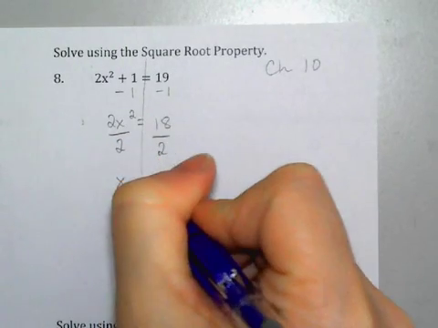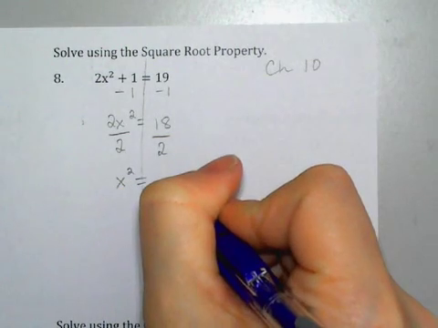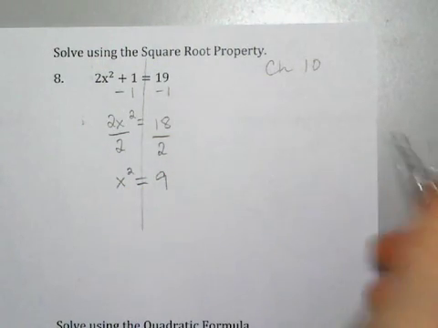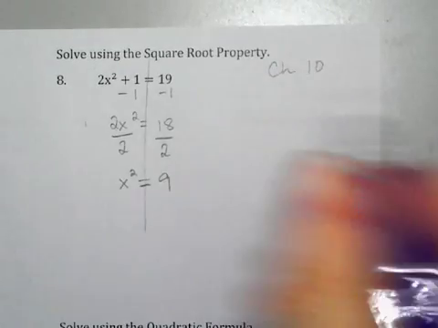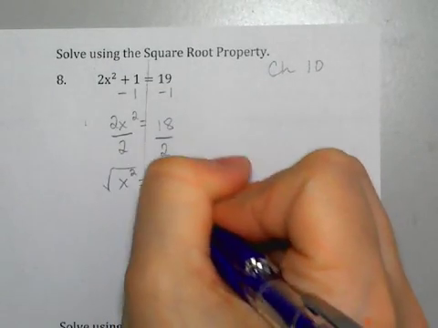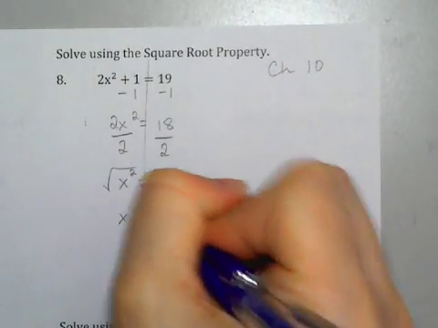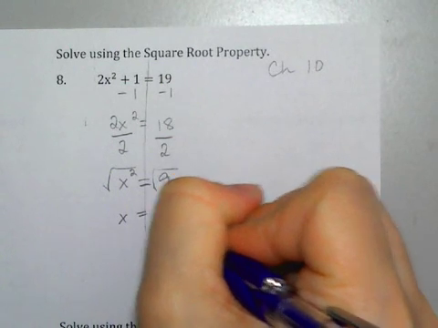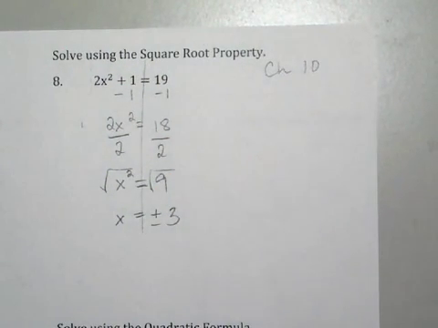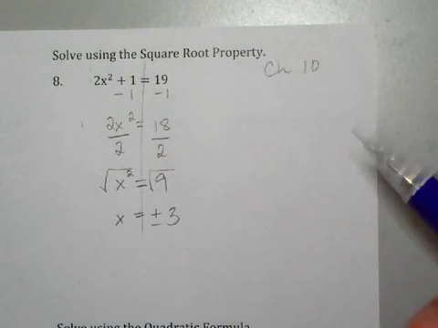So x squared equals 9. And then when I have an x squared, I square root. And you get x equals plus or minus 3. And why is it plus or minus 3? Because negative 3 times negative 3 equals positive 9, and positive 3 times positive 3 equals 9.